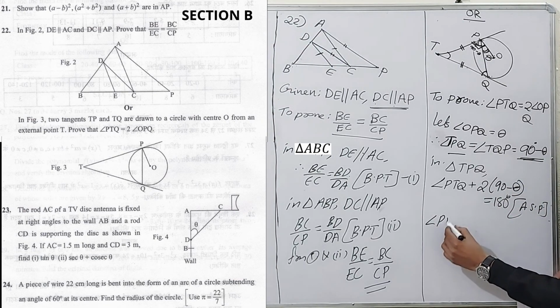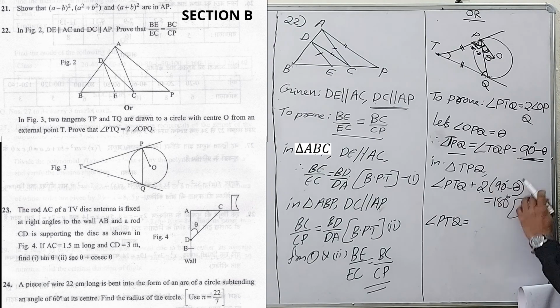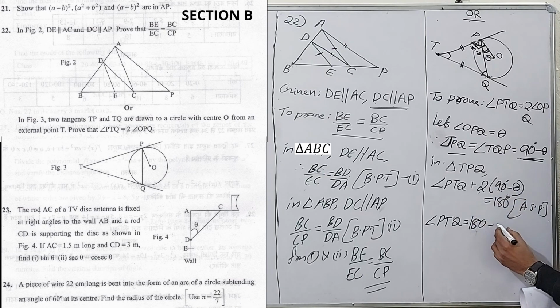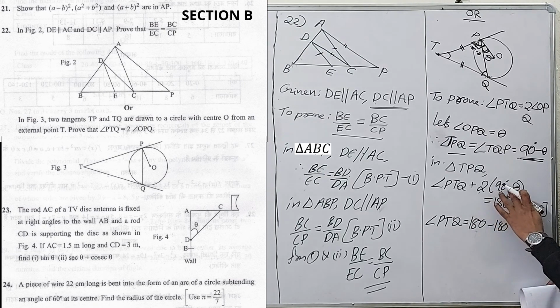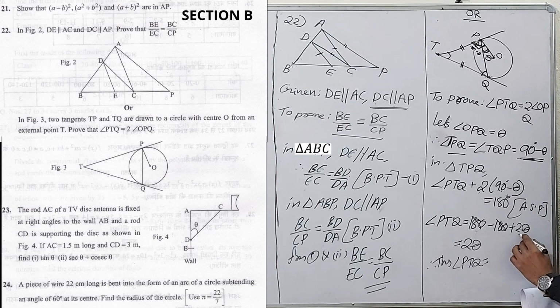Then therefore angle PTQ is equal to 180 minus 2 into 90 minus theta. 2 into 90 will be 180, so minus 180, plus 2 into minus theta is minus 2 theta. Cancelling, which is equal to 2 theta. Thus, angle PTQ is equal to 2 theta, where theta is equal to angle OPQ. So this is the proof for that question.